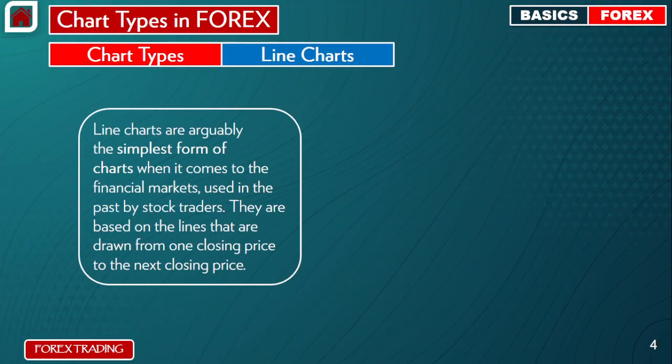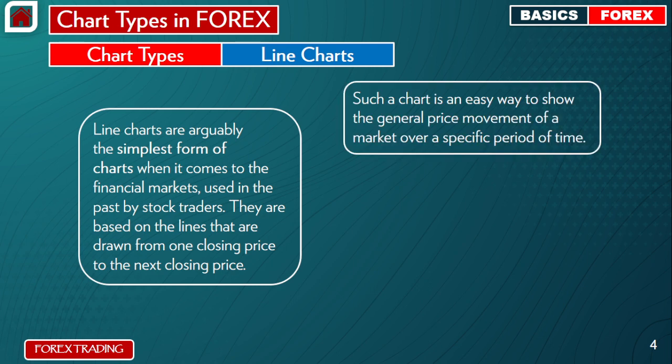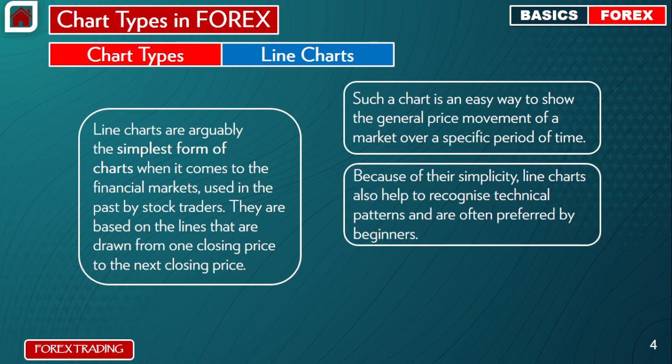Number one, we have line charts. Line charts are basically one of the simplest forms of charts in the financial markets, and they have already been used by stock traders as well. They are based on lines drawn from one closing price to the next closing price. Such a chart is an easy way to show the general price movement of a market over a specific period of time. Because of their simplicity, because it's just a line that tells us the price movement, line charts help to recognize technical patterns and are often preferred by beginners.